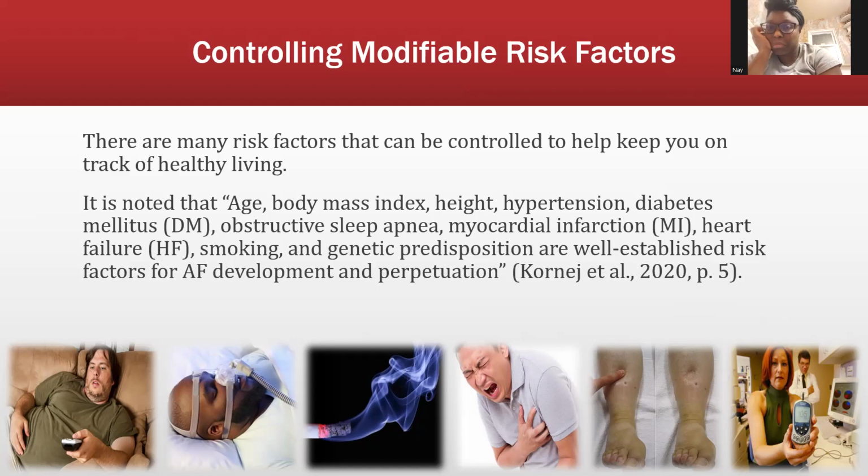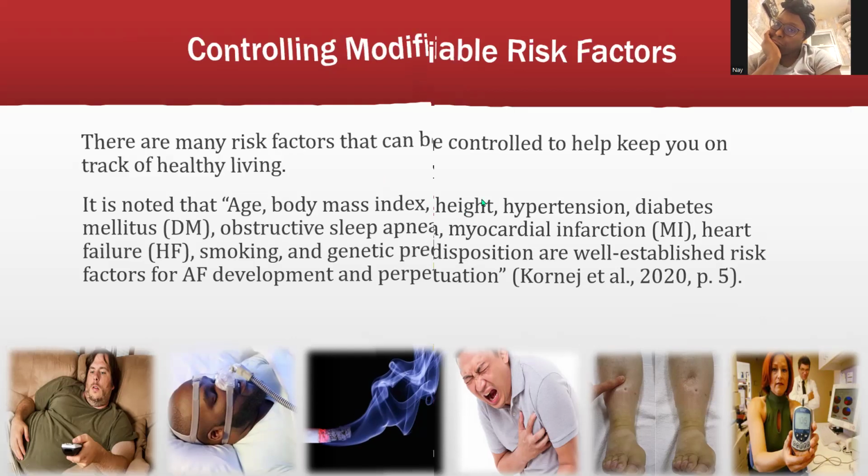You can't change your genetic predisposition. What you're born with, that's exactly what you're born with. So those are different things that you can't change. However, things such as hypertension, diabetes, obesity, all of those different things, those are the things that you can modify to decrease your risk of developing atrial fibrillation.